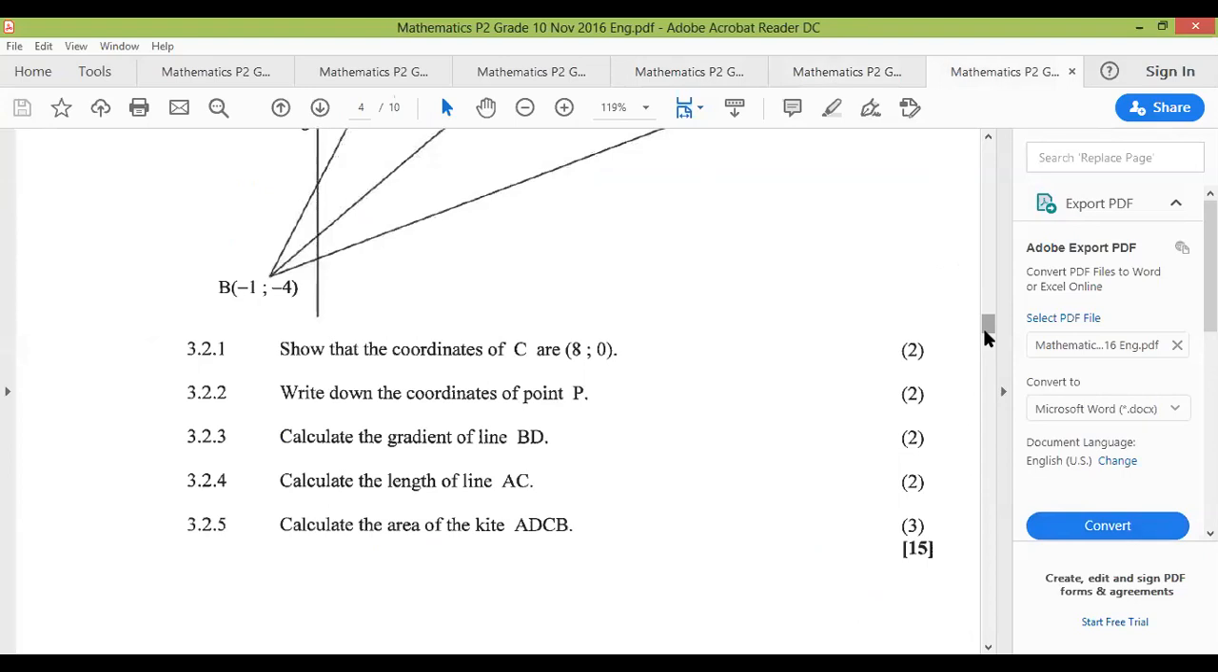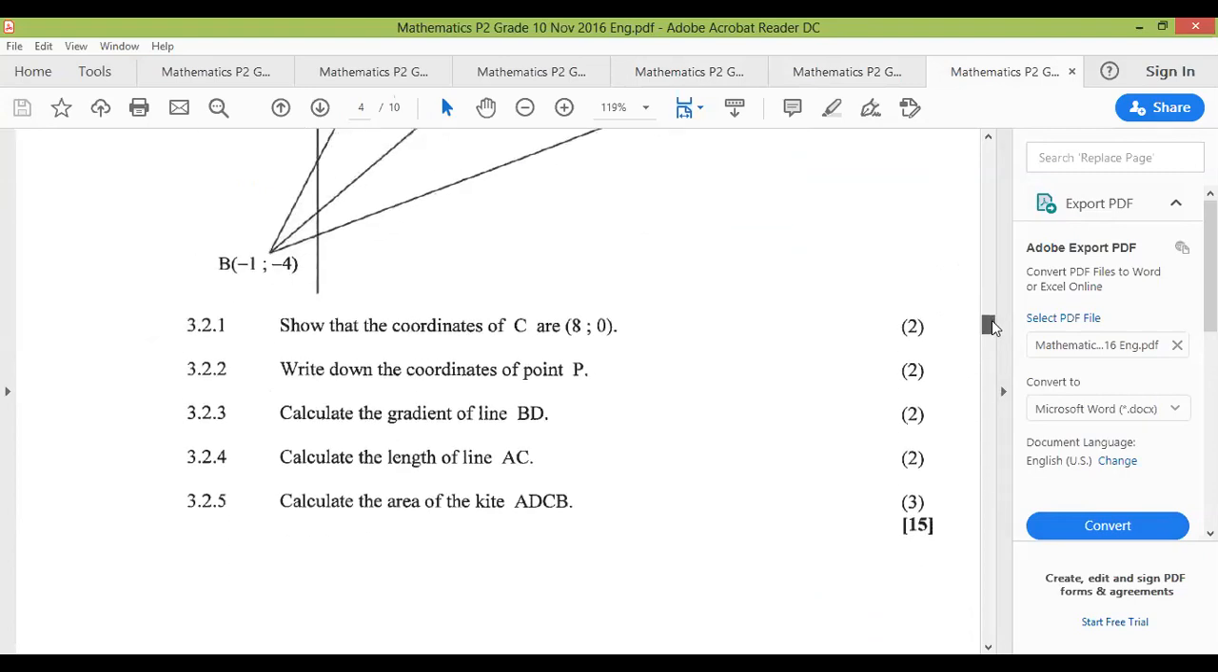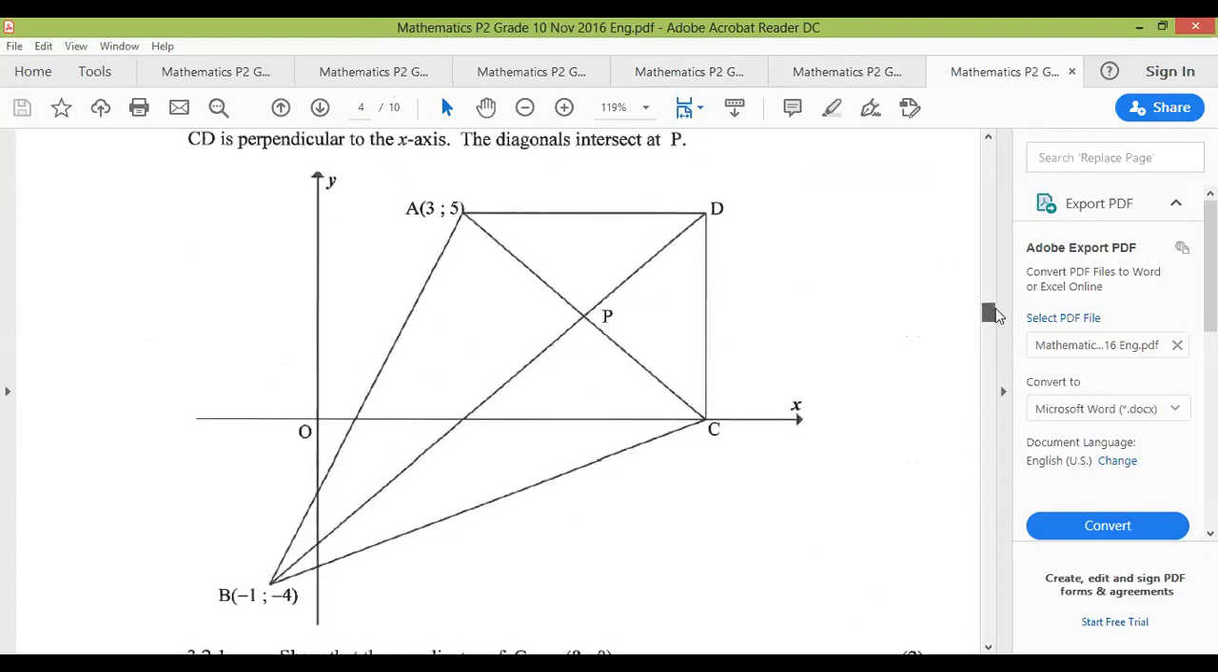Let's look at this one. This one says calculate the area of a kite. A, D, C, B. So basically, they want you to calculate the area of the kite, right?